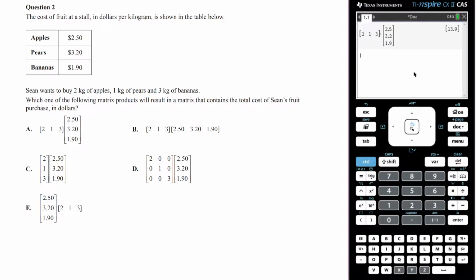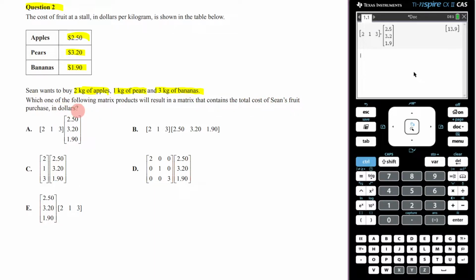Let's now answer this question before us. It is question 2. It says the cost of fruit at a store in dollars per kilogram is shown in the table below. So apples cost this, pears that, and bananas that. Sean wants to buy 2 kilos of apples, 1 kilo of pears, and 3 kilos of bananas. Which one of the following matrix products will result in a matrix that contains the total cost of Sean's fruit purchase in dollars?